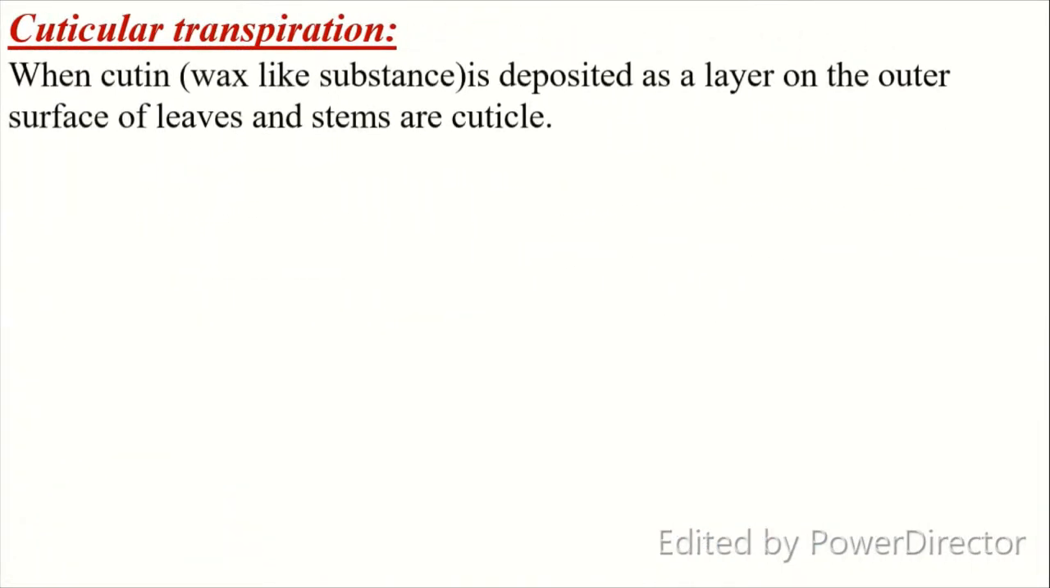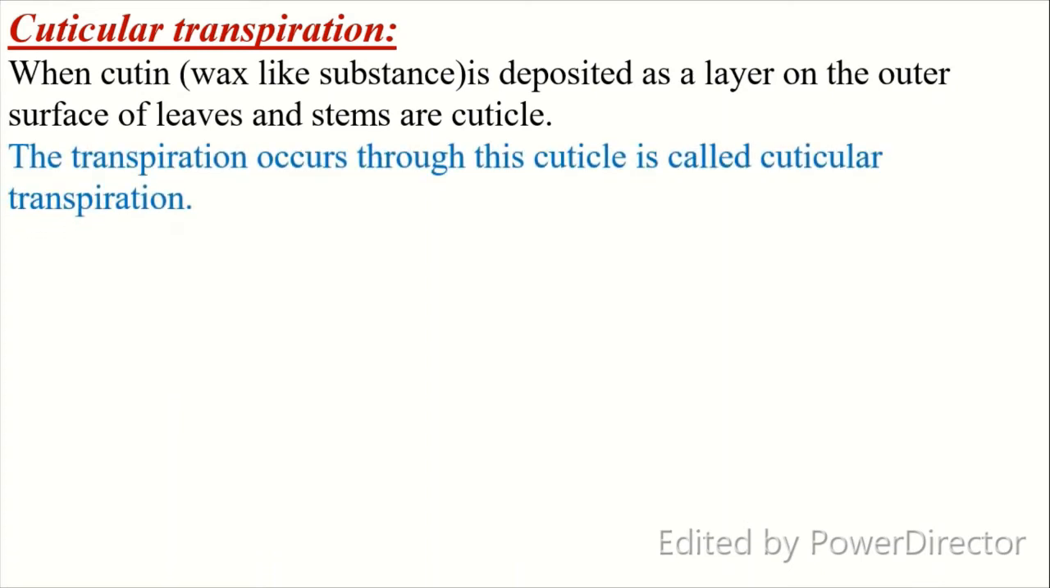Now the third one is cuticular transpiration. Cutin is a wax-like substance that is deposited as a layer on the outer surface of the leaf, called the cuticle, and the transpiration that occurs through this cuticle is called cuticular transpiration.